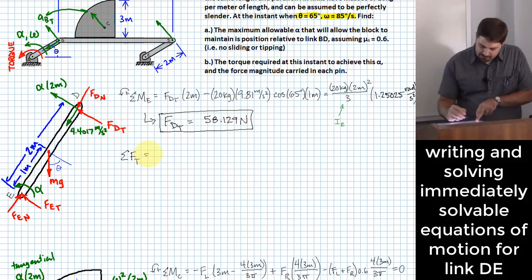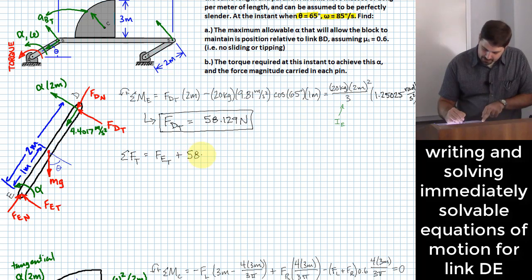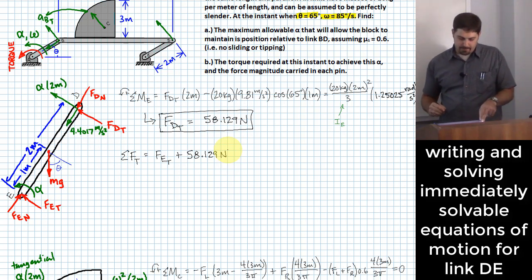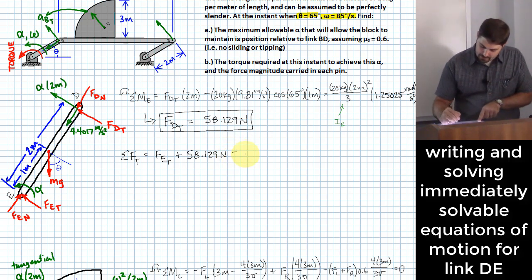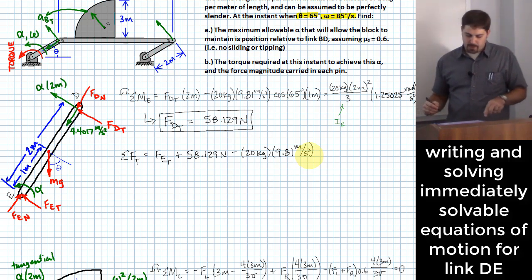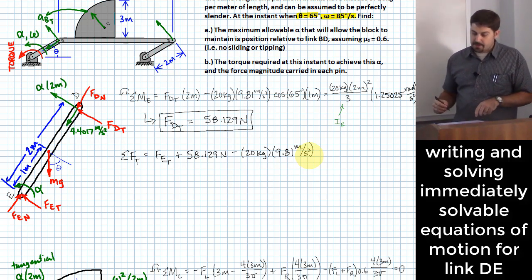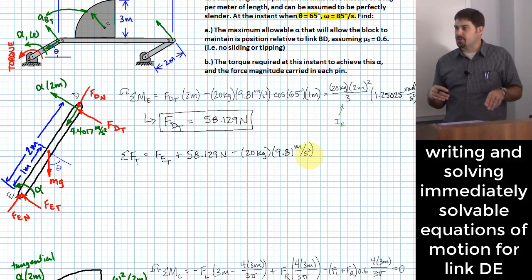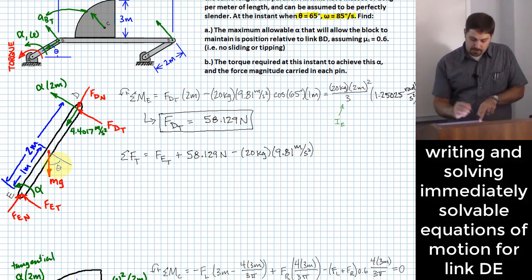Well, what I have there is FET plus FDT, which I now know is 58.129 newtons, minus mg, so m is 20 kilograms, g is 9.81 meters per second squared. I just want the component that is in the transverse direction, or the tangential direction. So I would multiply this by the cosine of theta.